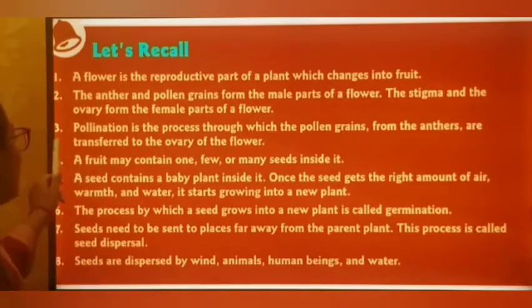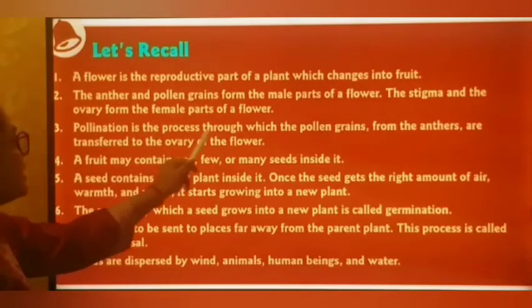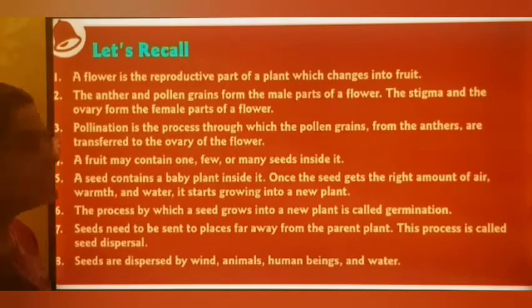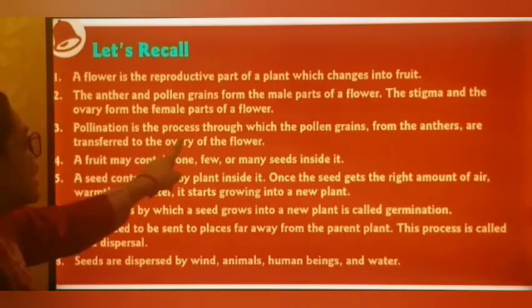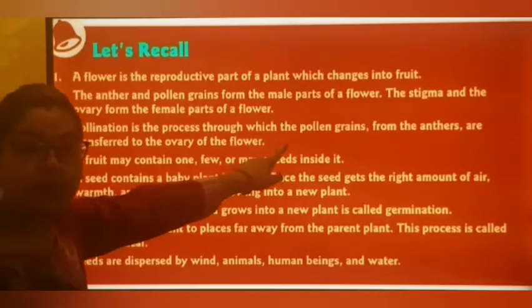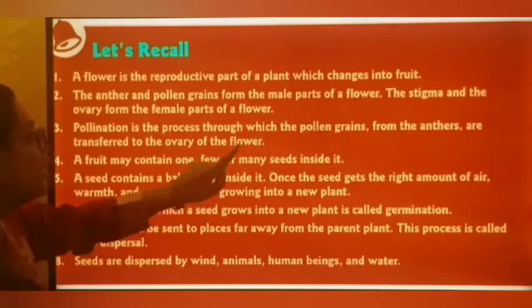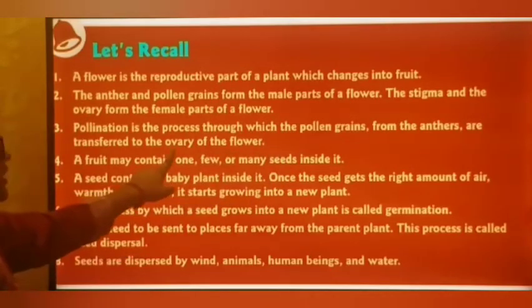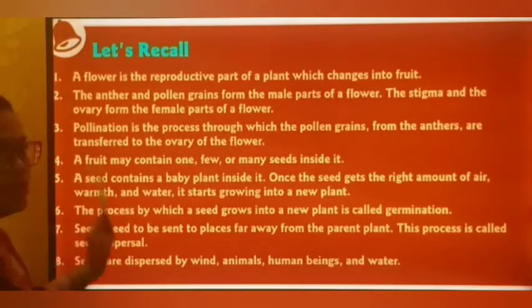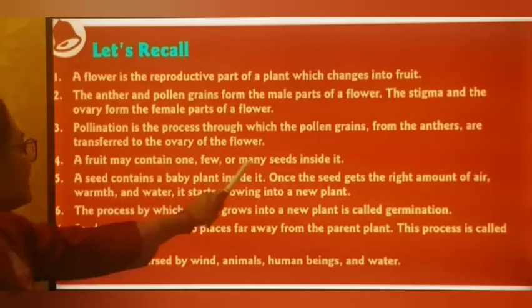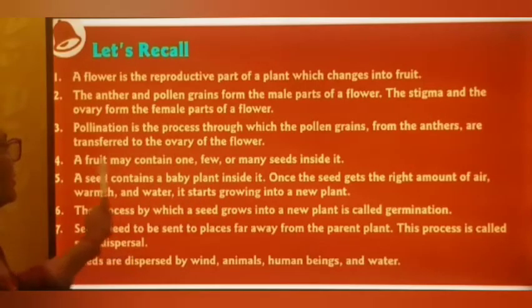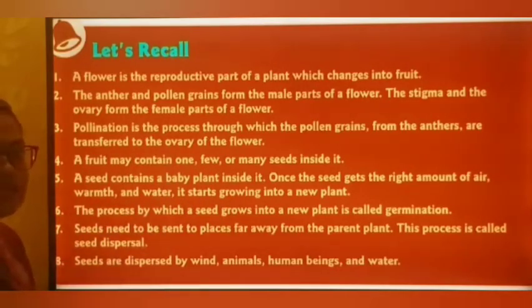Third, pollination is the process through which the pollen grains from the anther are transferred to the ovary of the flower. So what is the process of pollination? It is the process through which the pollen grains move from the anther to the ovary of the flower. A fruit may contain many seeds. They may have few seeds or they may have one seed.